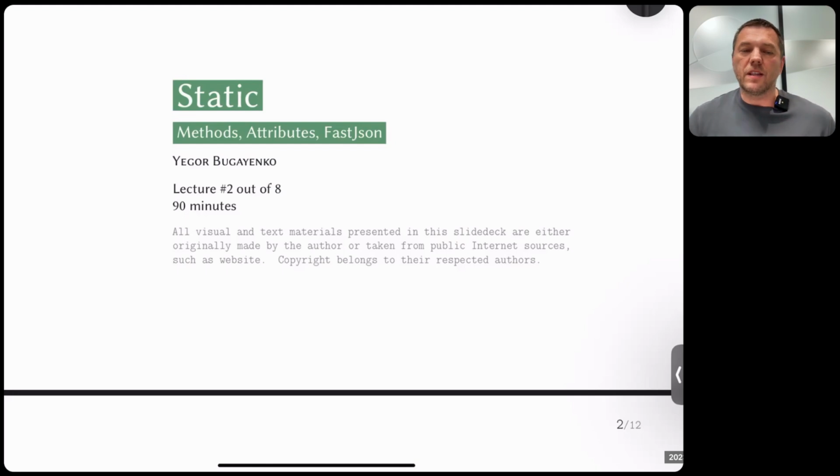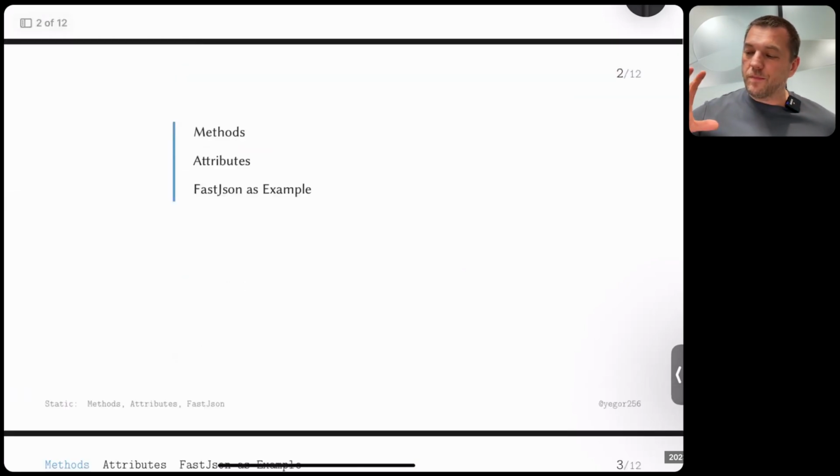The static methods exist in Java, they exist in C++, in Python, in Ruby. I don't know actually an object-oriented language where such a thing would not exist. So they always try to put something static, and we will see what I mean by the static. Again, the lecture is split into three parts. First, we discuss static methods, then we discuss static attributes, and then we go for the example.